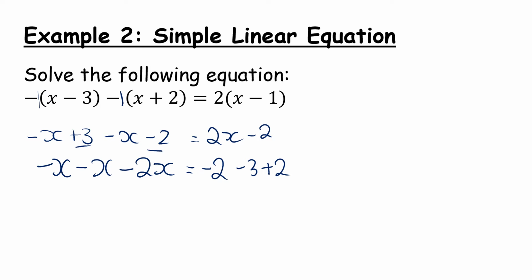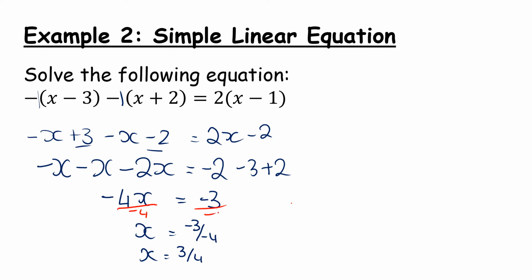When I clean this up, I have minus 1x minus 1x minus 2x gives me minus 4x equals minus 2 minus 3 gives me minus 5, plus 2 gives me minus 3. So x then gives me minus 3 over minus 4, which can be cleaned up to simply 3 over 4. Again, if you prefer to work with dividing both sides by minus 4, we would still get the same answer. Just remember a minus over minus will give me my plus. If you want to turn that to a decimal, it's 0.75.